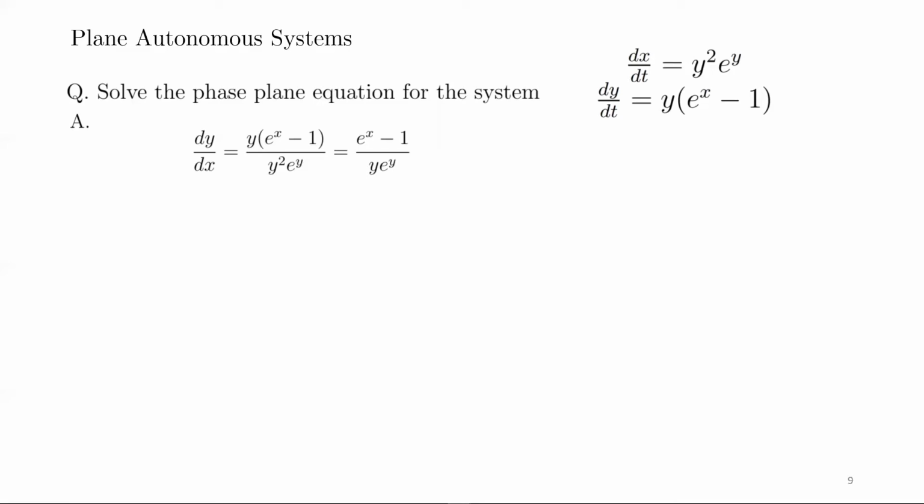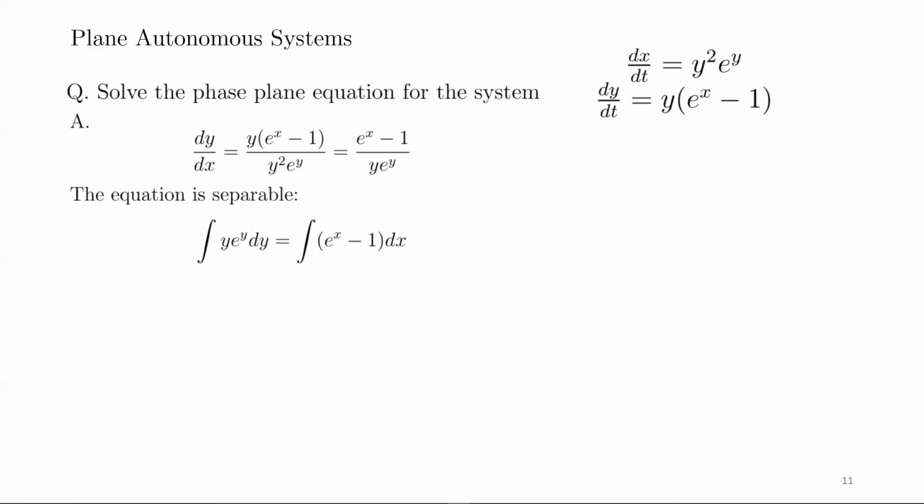So as it turns out, this equation is separable. So I can multiply through by this denominator, and I get the integral of y times exponential of y dy equals the integral of the exponential of x minus 1 dx. Okay, so the integral on the right hand side is pretty easy. You should be able to do that with your eyes closed.